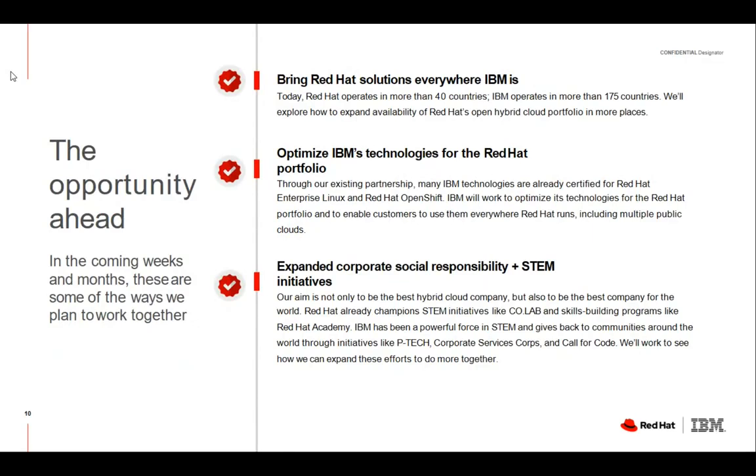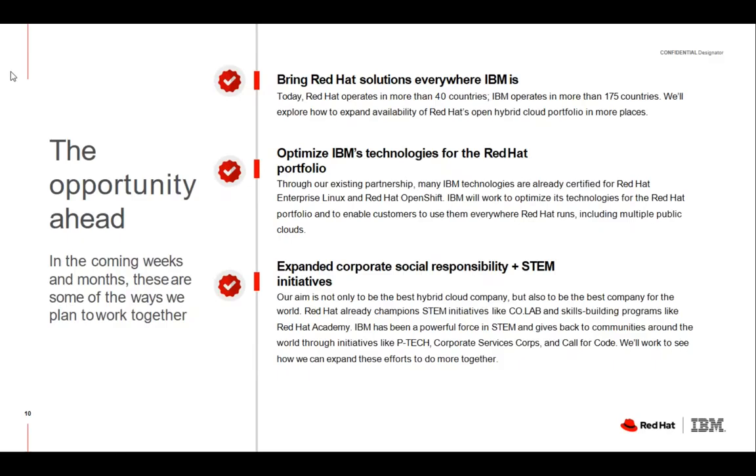So, what is the opportunity which lies ahead? In the coming months, you will see that there are multiple ways in which you, as a partner, can work on both the technologies which IBM and Red Hat bring together. IBM plans to bring the Red Hat solutions everywhere, wherever their presence already is. Red Hat operates in more than 40 countries, but IBM operates in more than 175 countries. So this will give a very big reach to Red Hat, to go everywhere IBM is.